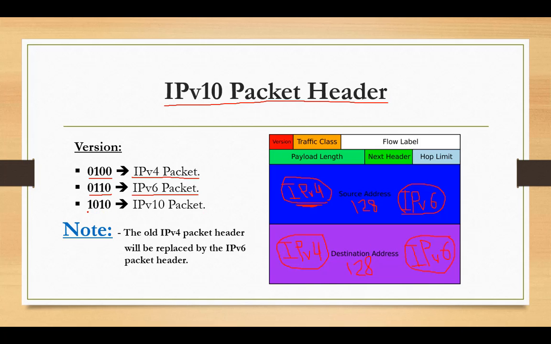If the version is 1010, it means that the packet is an IPv10 packet. That means that the source can be IPv6 and the destination can be IPv4, or the source can be IPv4 and the destination can be IPv6. This will allow the communication between IPv4 only hosts and IPv6 only hosts and vice versa.